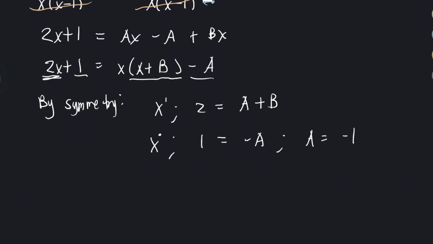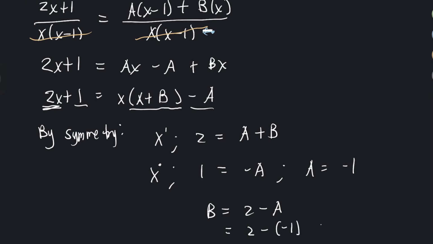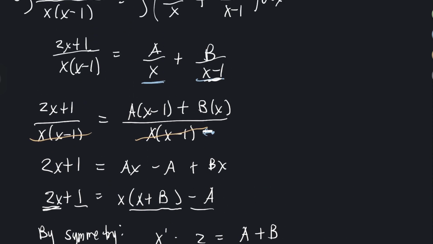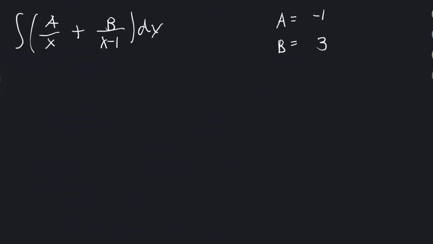Then we're going to substitute the value of a in our first equation. 2 is equal to a plus b, so b now is equal to 2 minus a. By substituting a, 2 minus negative 1, that is equal to 3. So we now have the values for a and b. We can now solve the original equation. Let me copy this one. Let's plug the values of a and b now to our equation.